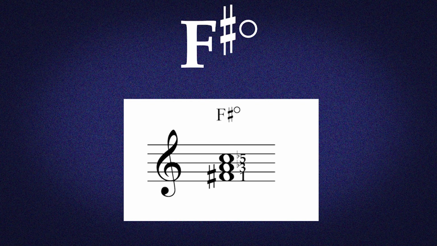Then we had F sharp diminished. This is a root position F sharp diminished chord, spelled F sharp, A, C. In root position, the intervals being used are a third and a fifth, neither of which need to be written because they are assumed. So the notation for this chord would actually just be F sharp diminished.